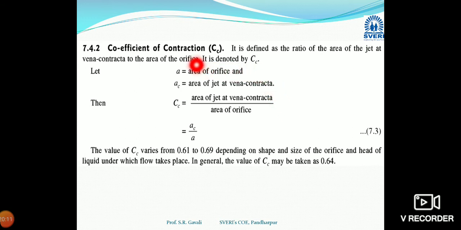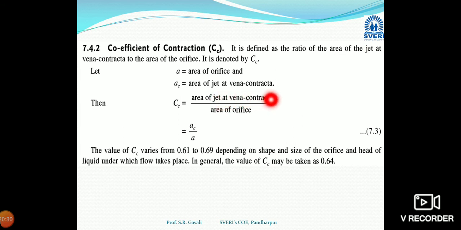It is called the coefficient of contraction, in short CC, and defined as the ratio of the area of jet at vena contracta to the area of orifice. So the area of jet at vena contracta is less. Therefore CC is AC divided by A. Therefore this should also always be less than 1, and generally it is taken as 0.69.